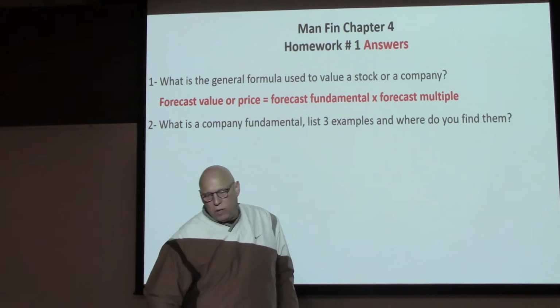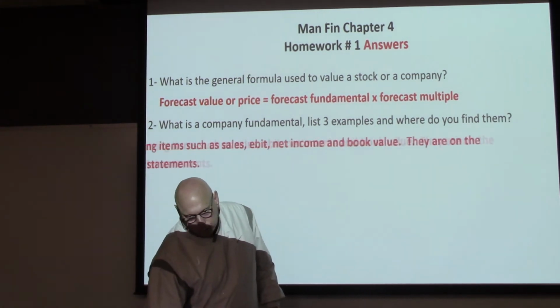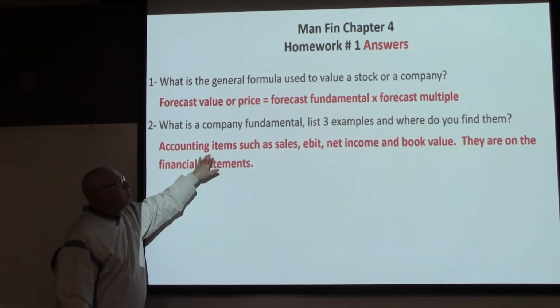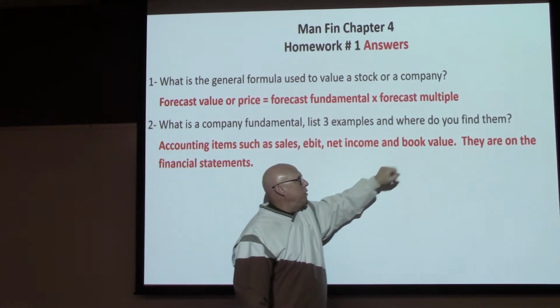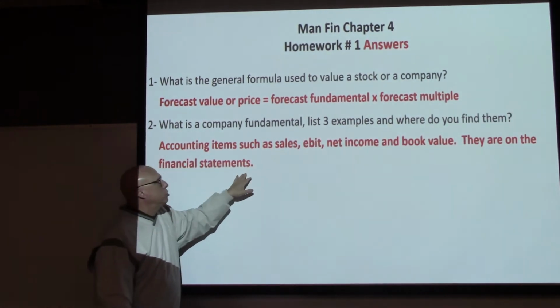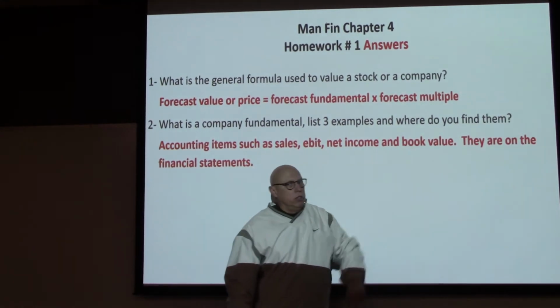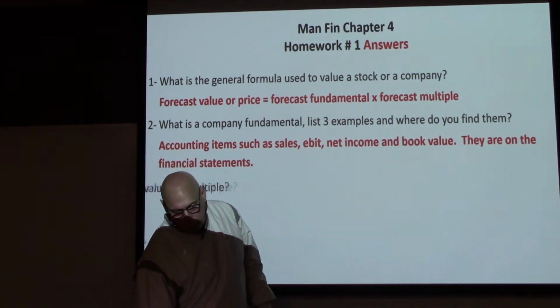Okay, what is a company fundamental? List 3 examples, and where do you find them? So, a company fundamental is accounting items like sales, EBIT, net income, book value. And they're found on the financial statements. Income statement, balance sheet. You know that book value is a synonym for owner's equity.